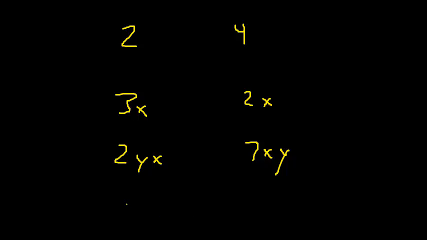Also, x squared y and 7x squared y are like terms. They have the same variables to the same powers. On the other hand, x y squared and x squared y, these are not like terms. The x's are to different powers, one to the first, one to the second, and the y's are to different powers as well. So again, these are not like terms.